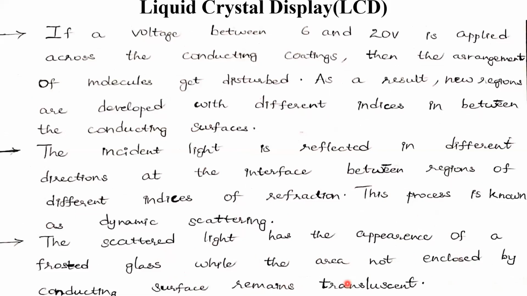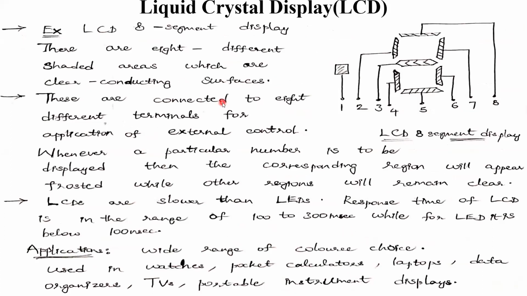It is not going to have the transparent structure, or it is not going to give any sort of radiation here. That is the point. Scattered light has the appearance of a frosted glass, while the area not enclosed by the conducting surface remains translucent here. And this is the structure of the 8 segment display.